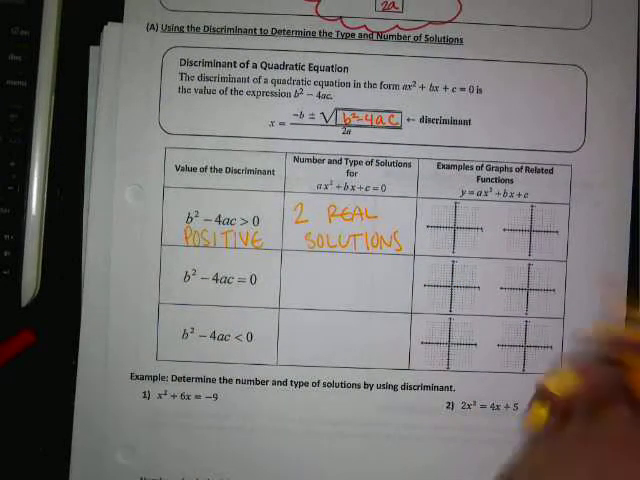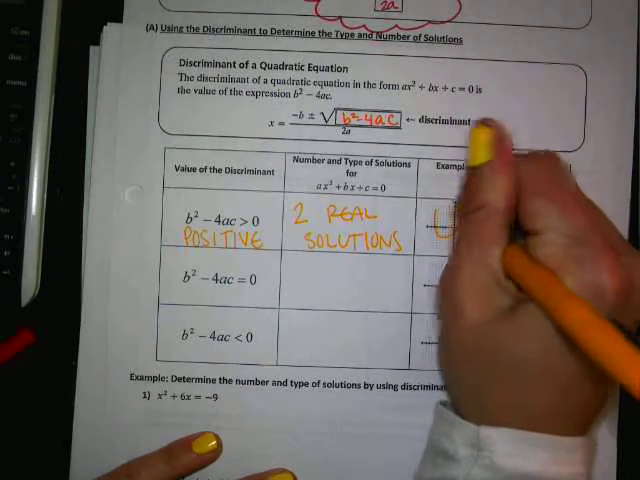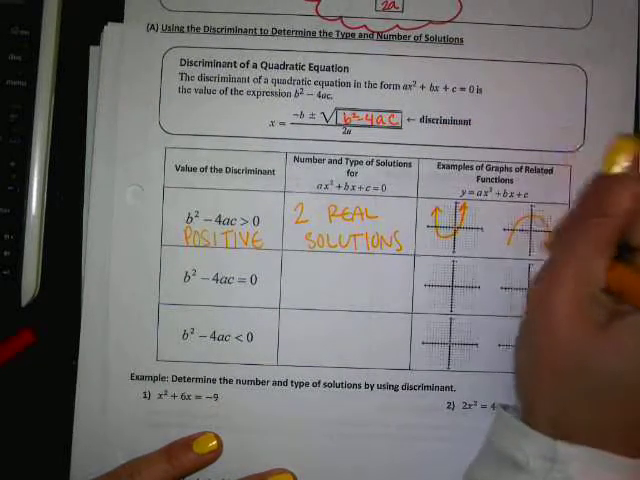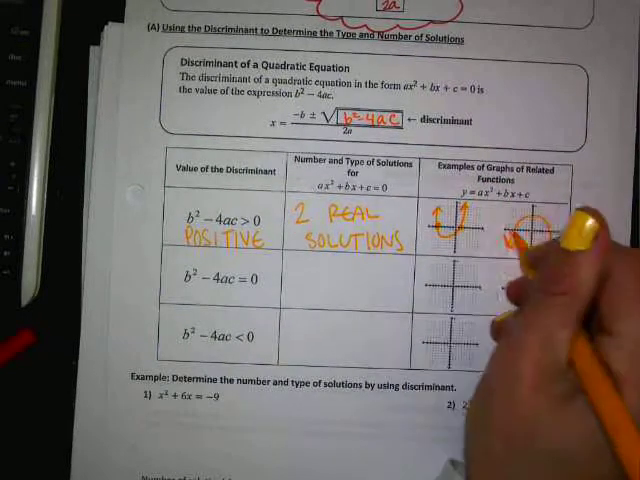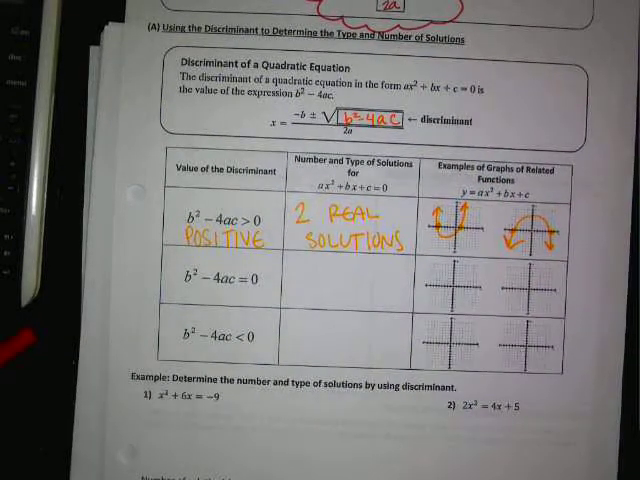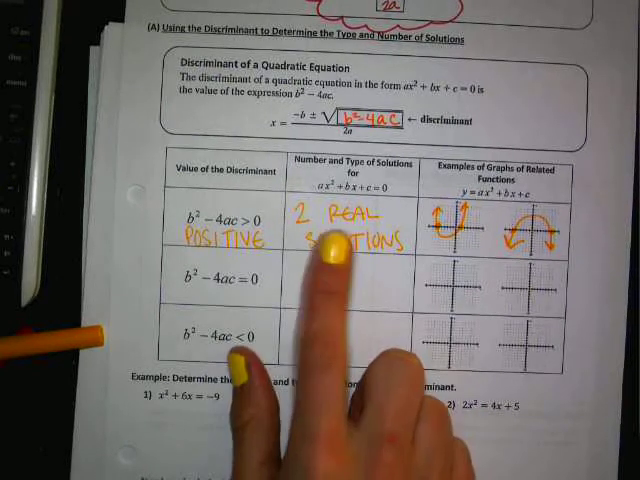So if your discriminant is positive, then I know I have two real solutions. And because I have two solutions, it's going to cross my x-axis in two spots. We don't know where, but we know it's crossing it twice. If the whole b squared minus 4ac turns out to be positive, then you have two real solutions.